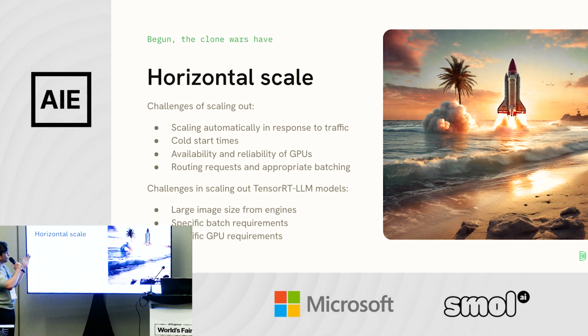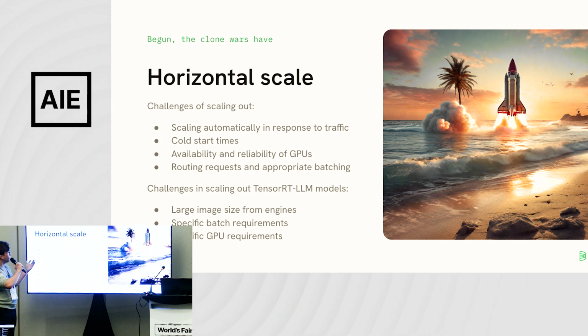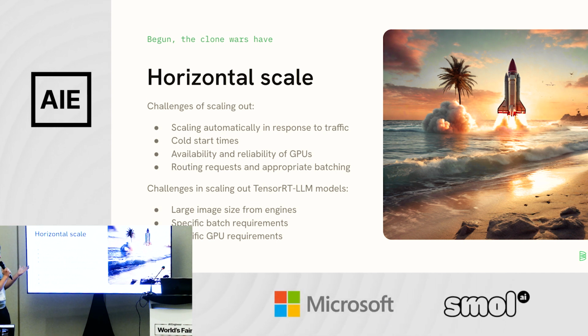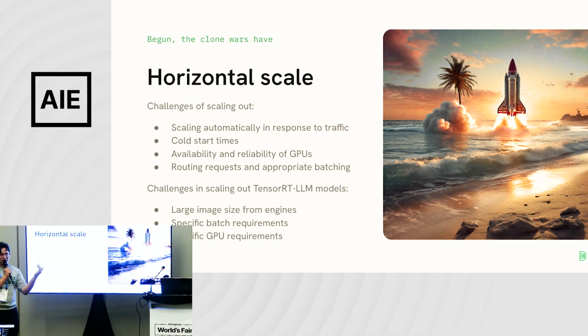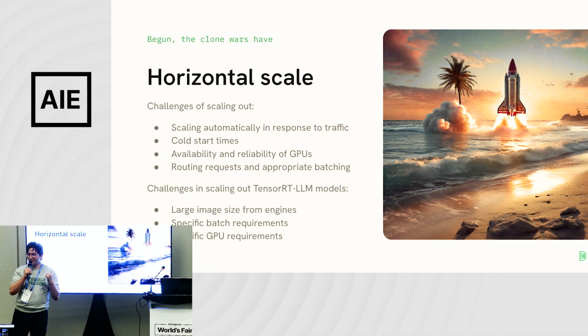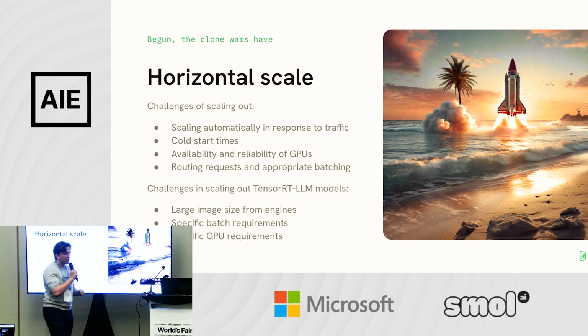So, some challenges in scaling out in general: you have to automatically respond to traffic, manage your cold start times, manage the availability and reliability of your GPU nodes, route requests, do batching, all that kind of stuff. And then TensorRT-LLM adds a few more challenges. You've got these large image sizes, so that's going to make your cold starts even slower. You've got these specific batching requirements, so you can't just send whatever traffic however you want. And you have these specific GPU requirements. So when you spin up a new node, it's got to be exactly the same as your old node, or your model's not going to work.